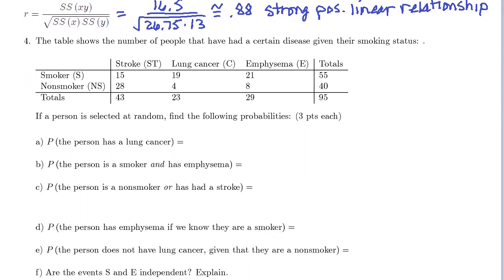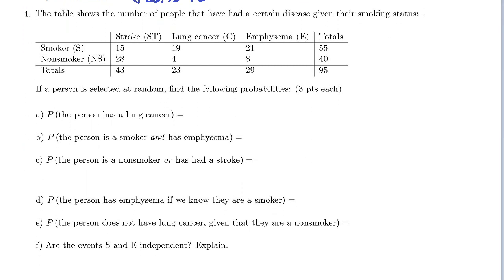Next up, we've got a review of probability here. So the table here shows the number of people that have a certain disease state given their smoking status. So we've got smoker and non-smoker. Those events are represented by S and NS. And then we've got victims of stroke, ST, lung cancer, C, and emphysema, E. Got totals on the rows here, total on the column on the bottom. So a person is selected at random, find the following probabilities.